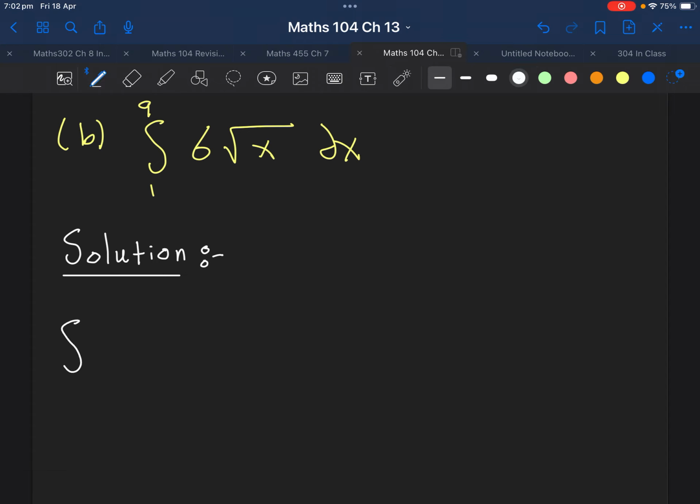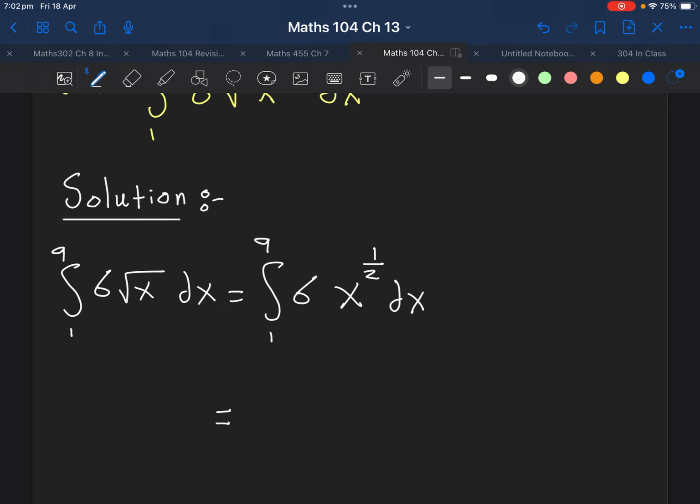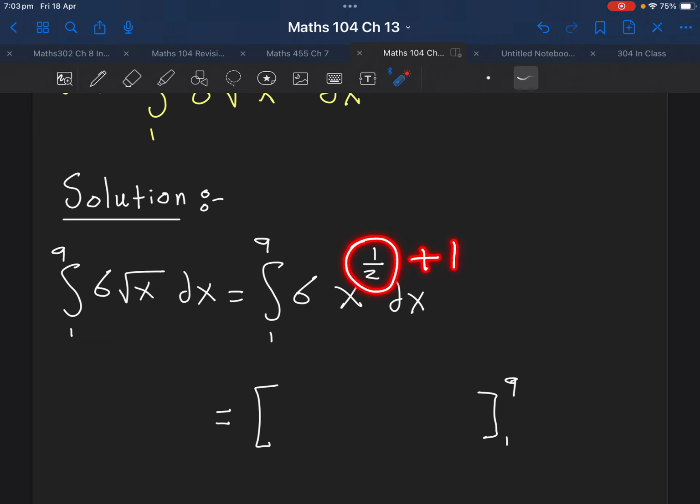Let's go to this question. Here we have the integral from 1 to 9 of 6 square root of x dx. Remember, first of all, I need to rewrite this function in order to find the integral. So it would be 6x power half dx. Now, what is the integral of this one? All you need to do is add 1. If you add 1, you will get 3 over 2. So you just have to write x to the 3 over 2.